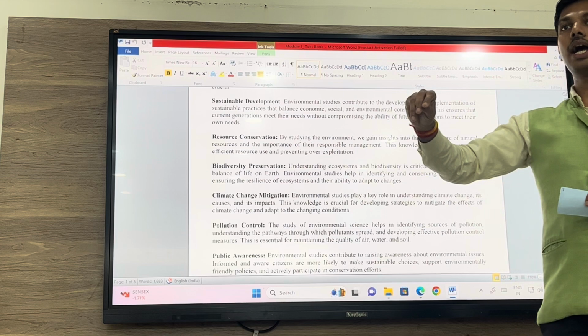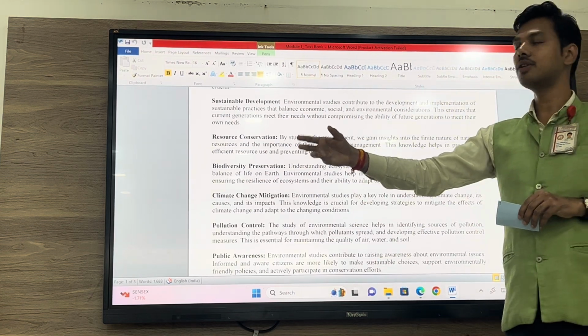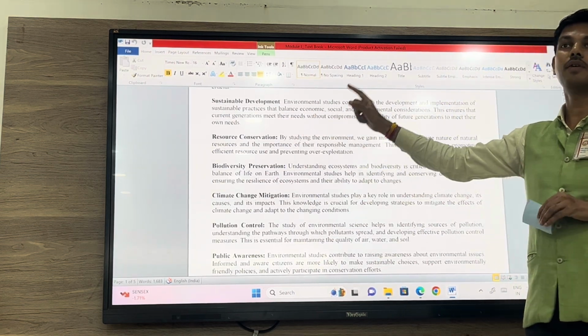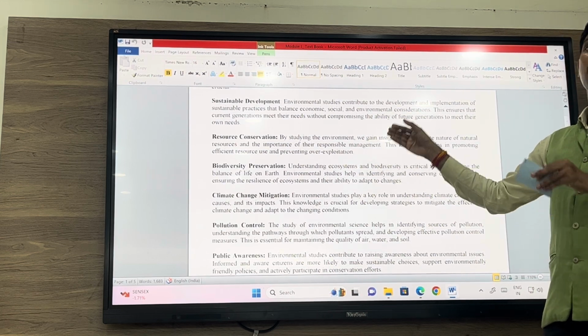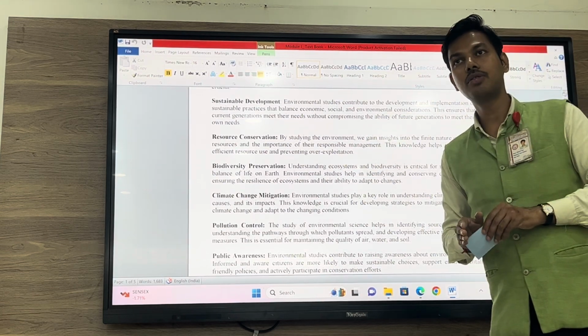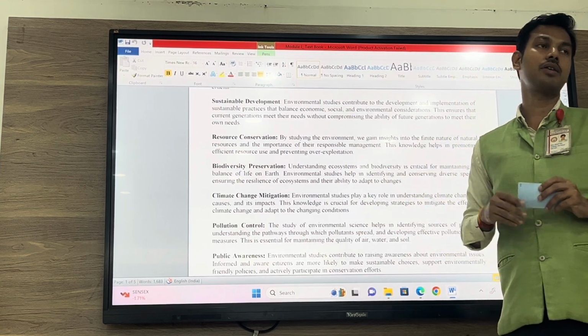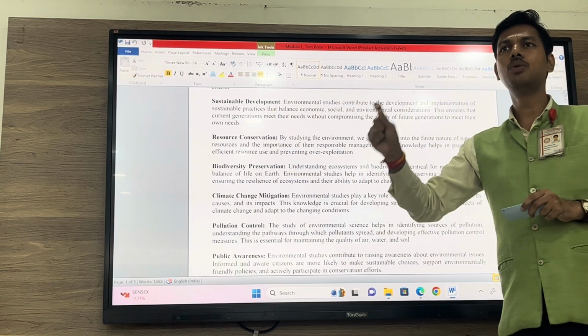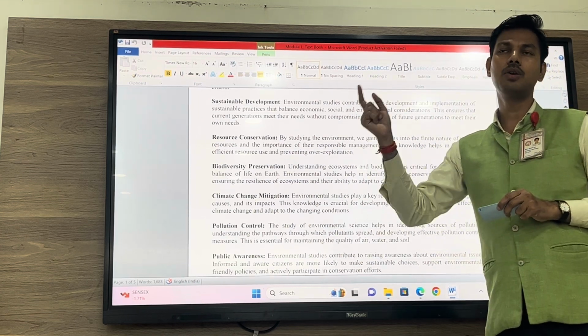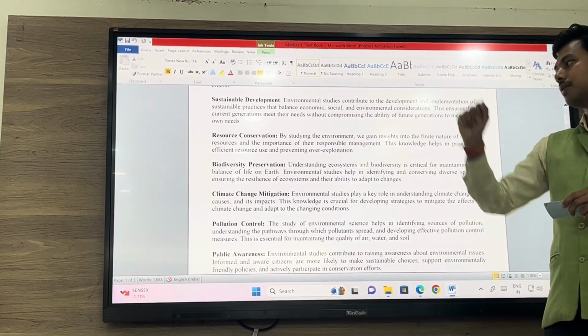So that is why we study environmental studies, so that we can understand the importance of resource conservation, wherein we save resources, we try not to exploit resources, we try to prevent resources. This is the only subject which talks about safely using the resources so that it can be used in present as well as in future.